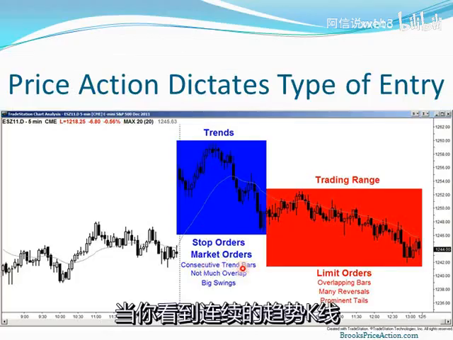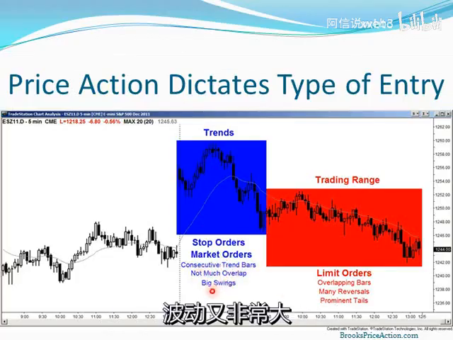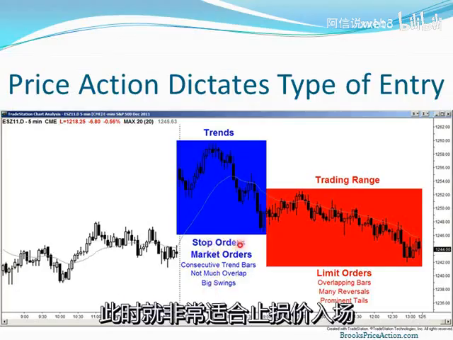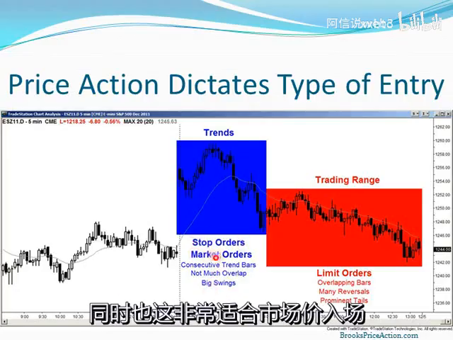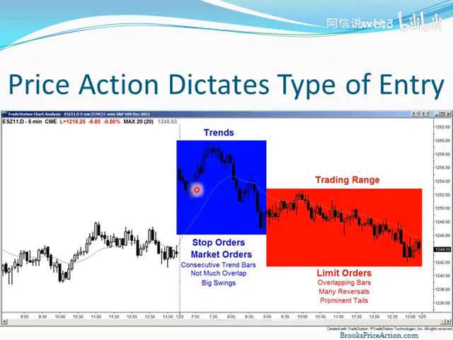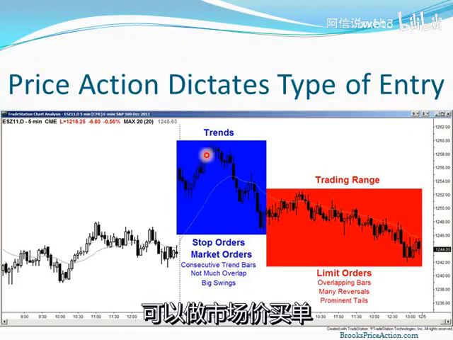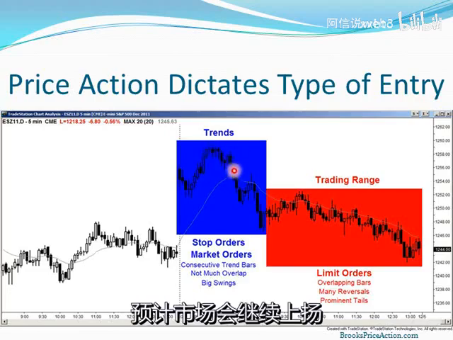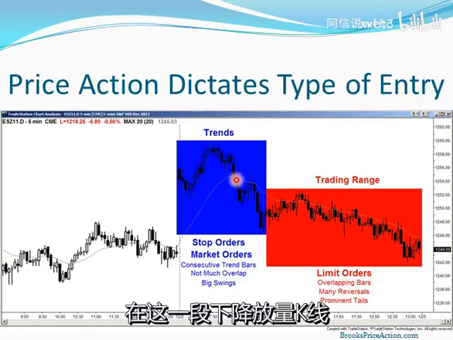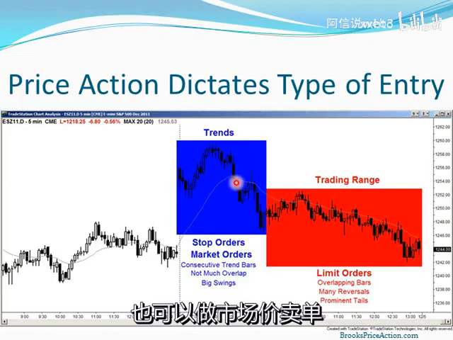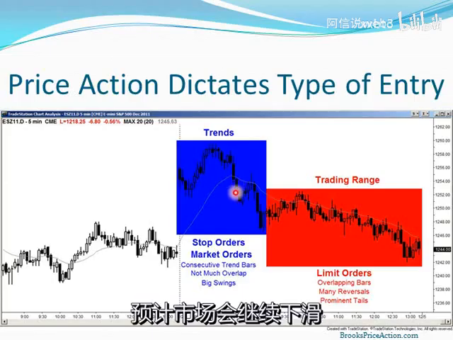So when you start to see consecutive trend bars, not much overlap and pretty big swings, that's a very good environment for stop orders. It's also a good environment for market orders. During this bull spike or this bull spike, you can buy at the market, betting the market will continue. During this bear spike, it's a good market for entering just at the market, betting the market will continue down.